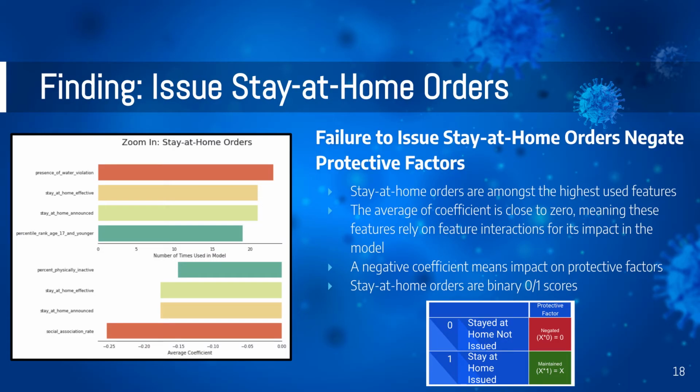My second finding is it's important that we issue stay-at-home orders. A failure to issue stay-at-home orders negates certain protective factors. So, stay-at-home orders are amongst the most highly used features. The average coefficient, however, is close to 0, meaning these features rely on interactions with other features to impact the model. And a negative coefficient means it mostly is impacting the protective features. Stay-at-home orders are binary 0 to 1 scores, which means that whenever you multiply 0 times a protective factor, it comes out as a 0, meaning that factor is negated.